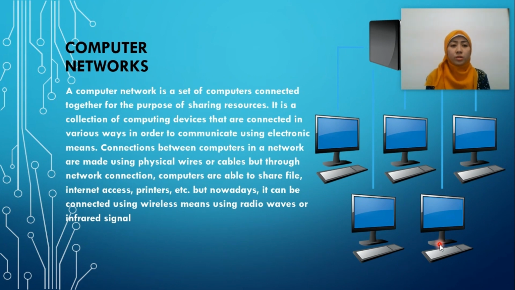Computer networks. A computer network is a set of computers connected together for the purpose of sharing resources. It is a collection of computing devices that are connected in various ways in order to communicate using electronic means. Connections between computers in a network are made using physical wires or cables. Through network connection, computers are able to share files, internet access, printers, etc. But nowadays, they can be connected wirelessly using radio waves or infrared signals.